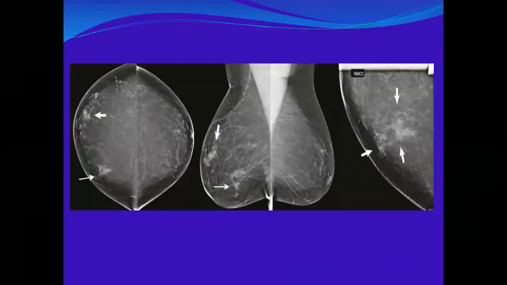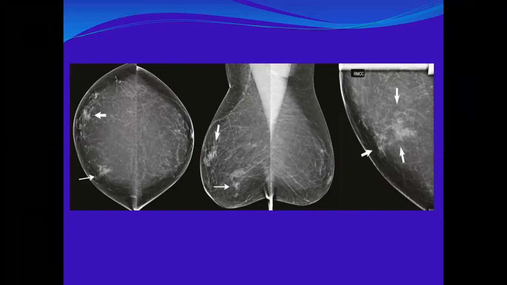And if you look here, what is this? There are arrows representing what? Areas of focal asymmetries. Excellent. Who's talking? I'm Sarah. Hello, Sarah.